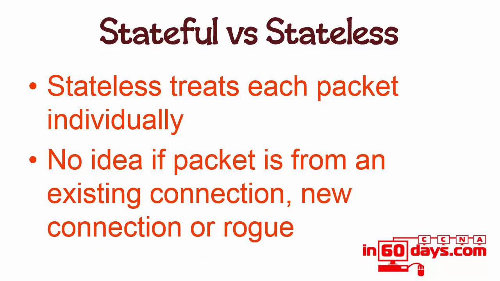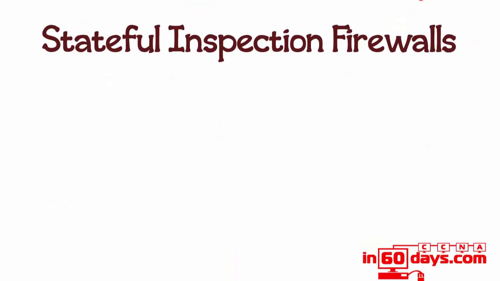So because each packet is individually examined and treated, i.e. there's no flow created, then with a new connection, the firewall's got no idea if the packet's from an existing connection, if it's new or rogue, because it's not comparing it to the other packets. So there's no state table built.